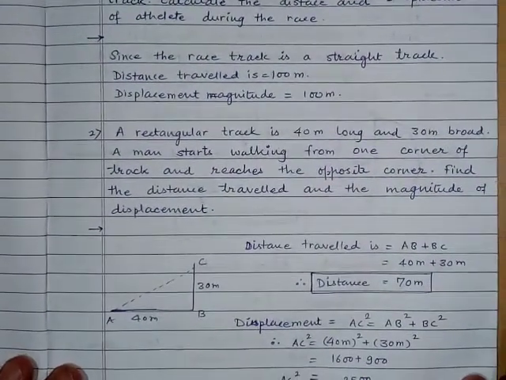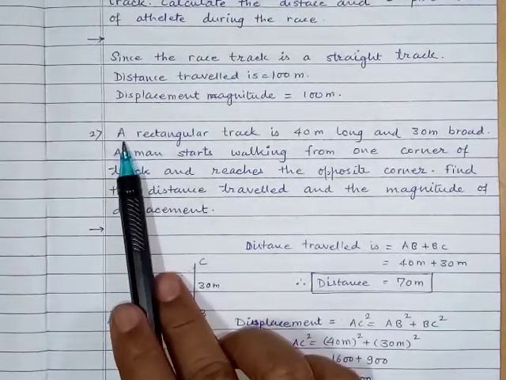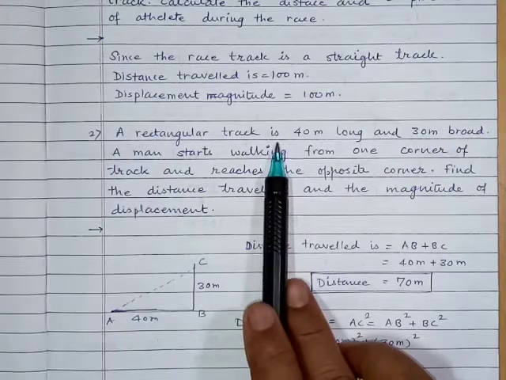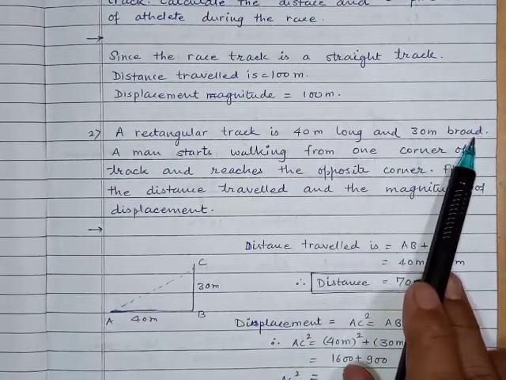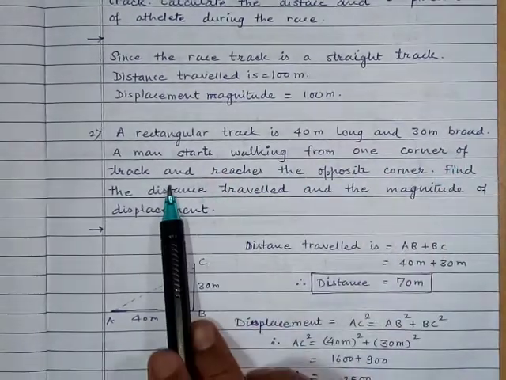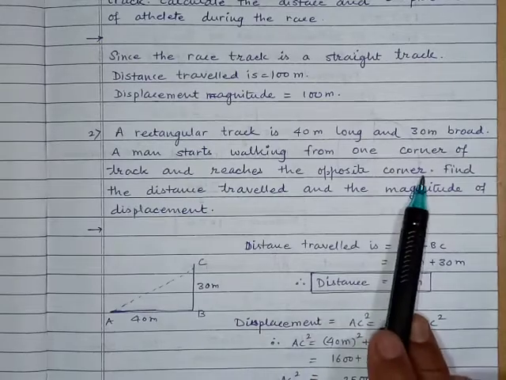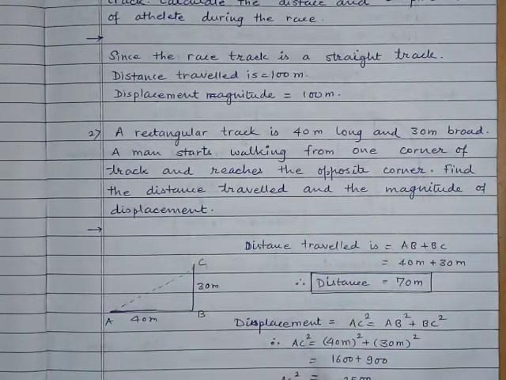Moving a little bit ahead, let us take a look at this second problem. What does the problem read over here? Let us see. This problem is important. A rectangular track is 40 meter long and 30 meter broad. A man starts walking from one corner of the track and reaches the opposite corner. Find the distance traveled and the magnitude of the displacement.